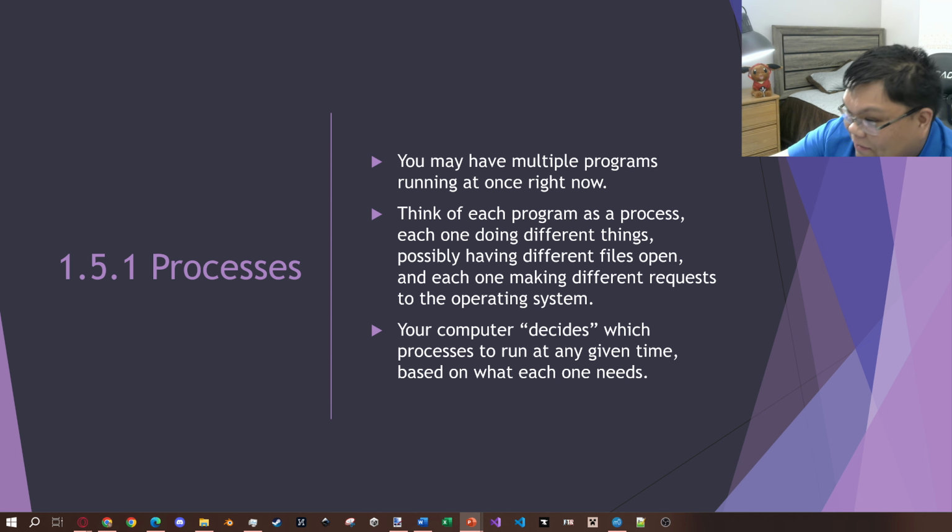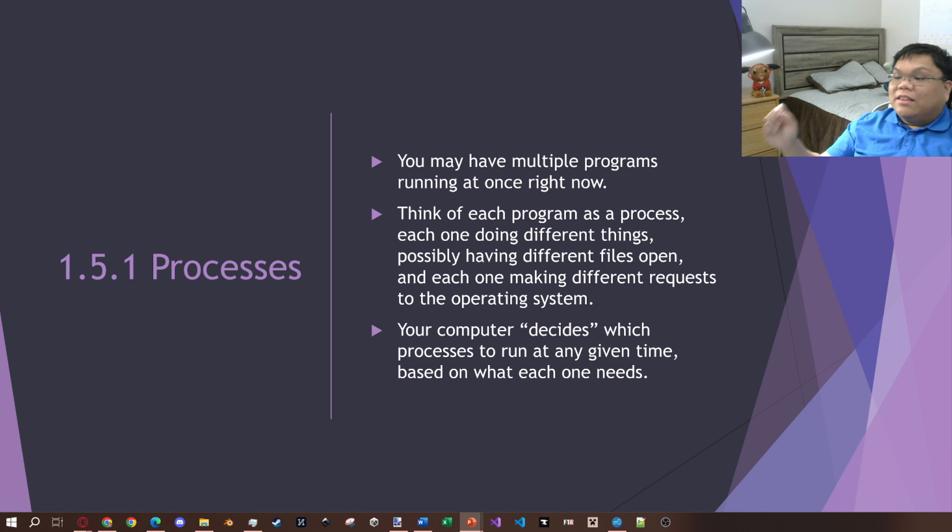And your eyes are not deceiving you. I really did take a screenshot of the Windows taskbar and add it to part of the PowerPoint slide. I did this because you might have multiple programs running on your computer right now. Each one is its own process, each doing different things, each having different files open, each awaiting user input. So what your operating system does is decide which process is to be run based on what each process needs, and also based on which processes are waiting for something to happen.